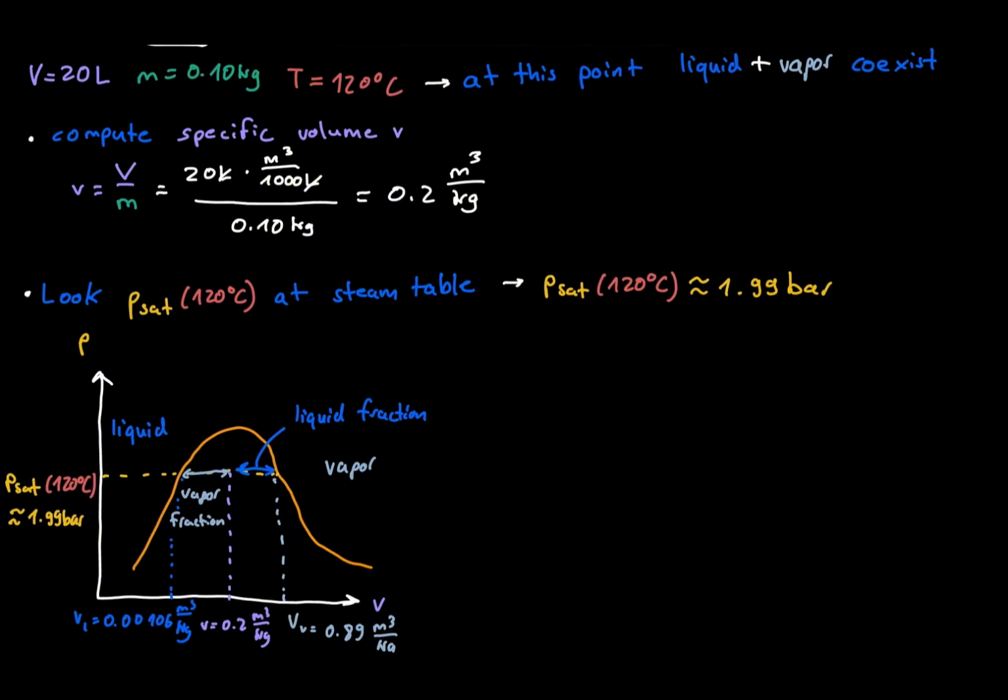Now we compare. Our value, 0.2, lies between these two limits. That tells us we are inside the liquid vapor region. So we have a mixture.